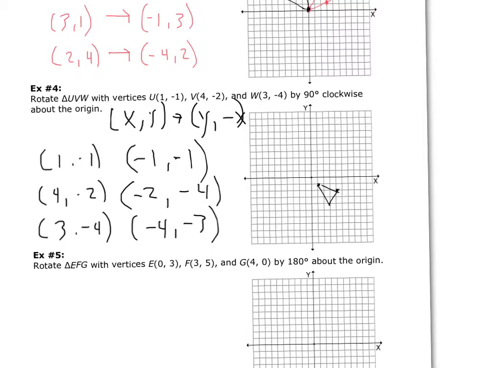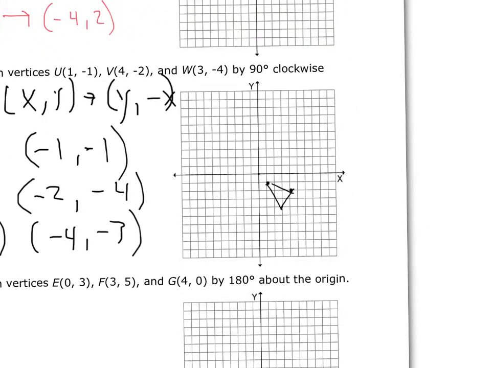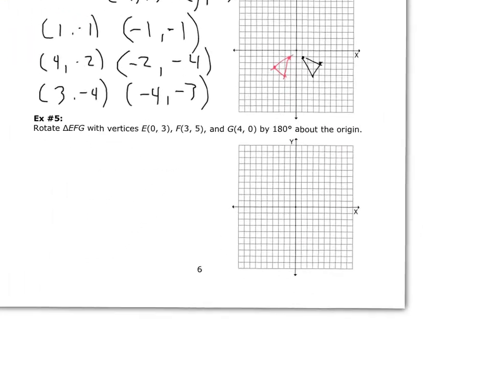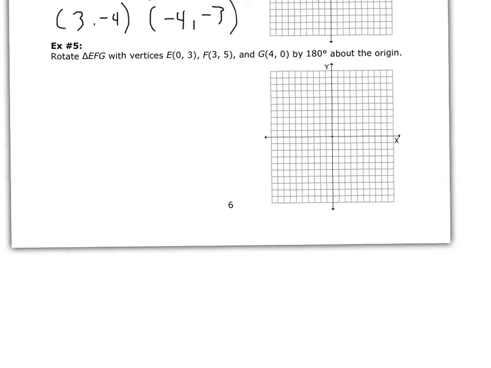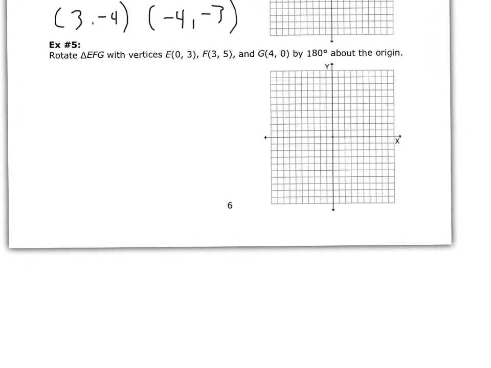Okay, so now we can go ahead and graph those guys. So we have -1, -1. We have -2, -4. And -4, -3. Okay, so we can go ahead and draw our points. Okay, so that would be a 90 degrees clockwise rotation of that triangle. Okay, last one, we're going to rotate this thing 180 degrees around the origin.